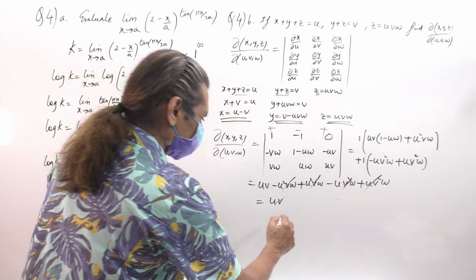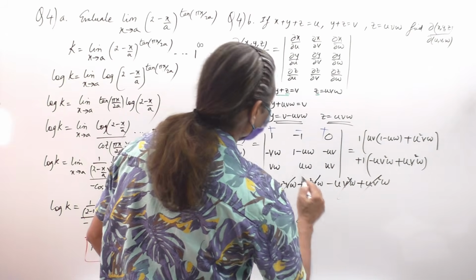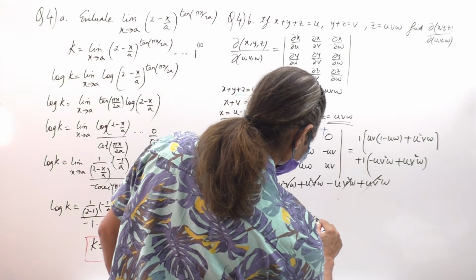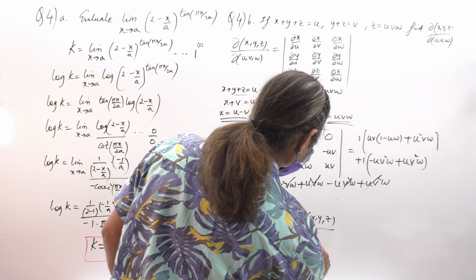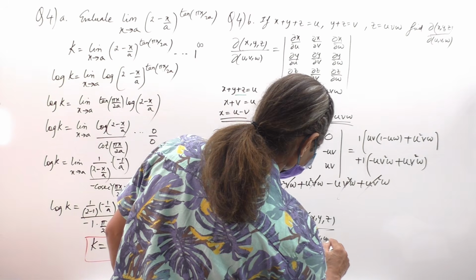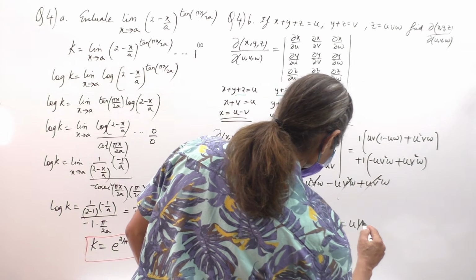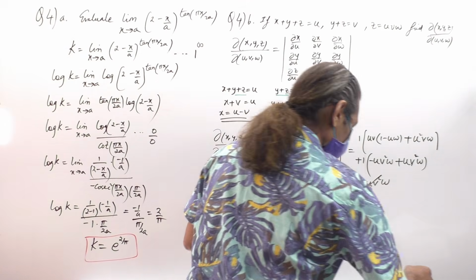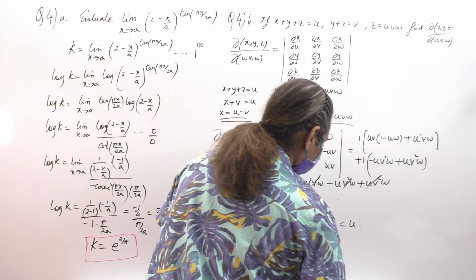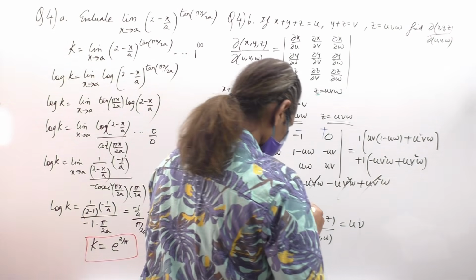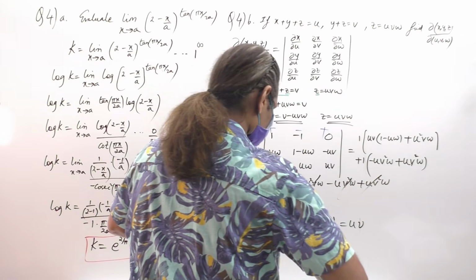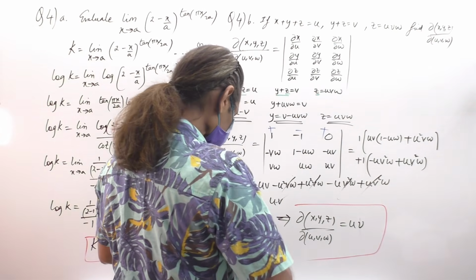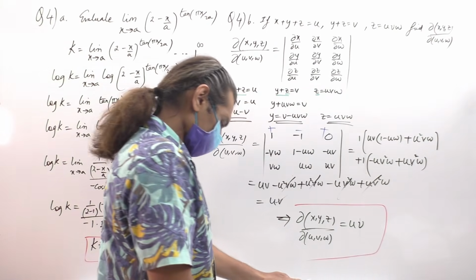That's the solution. Therefore we can write, that implies the Jacobian dou of x, y, z with respect to dou of u, v, w is equal to uv. That's all. And as I mentioned, this is a very important problem. This has been asked many times in the VTU exam paper. So my recommendation is to practice this question. That's all.